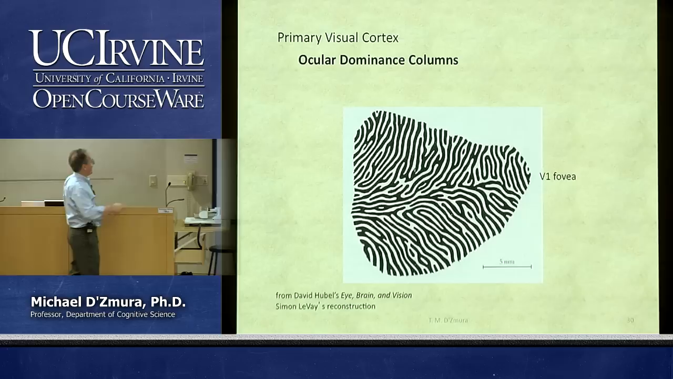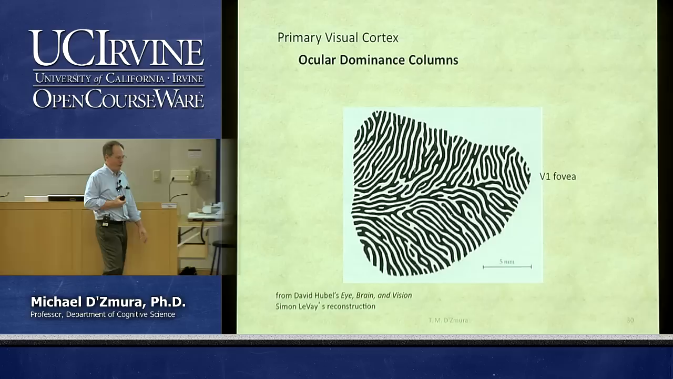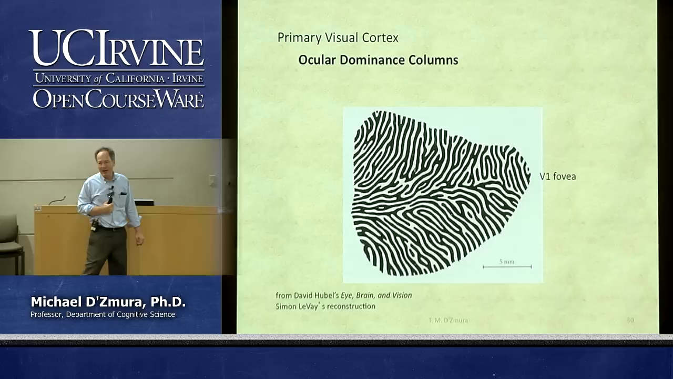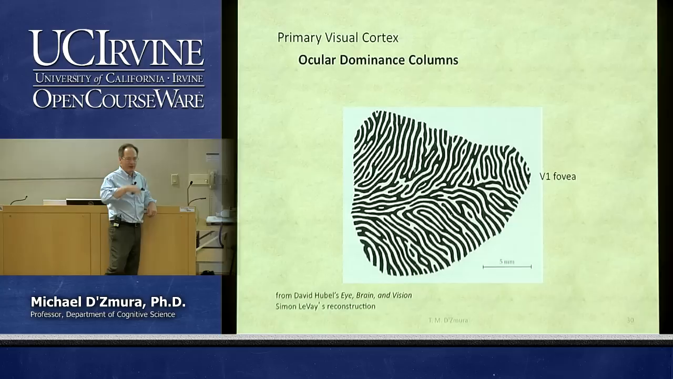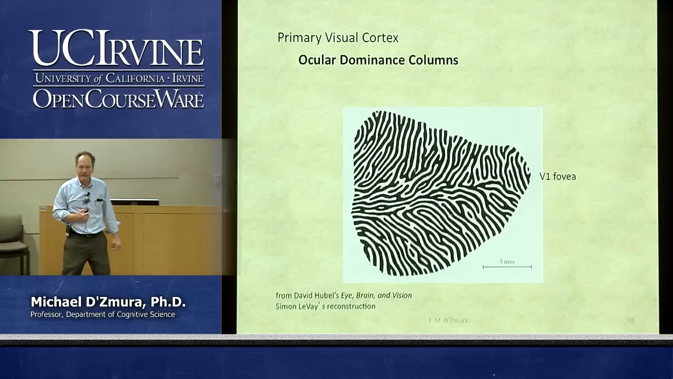And you can sort of imagine how you might do this experiment. What you could do is feed an animal radioactive glucose. You can then stimulate one eye and not the other. And then you can see where the areas of greatest uptake are. And you will get a pattern of stripes showing those neurons receiving input from the eye receiving stimulation. And what you'll find is a pattern like this, the zebra stripe pattern of ocular dominance columns.